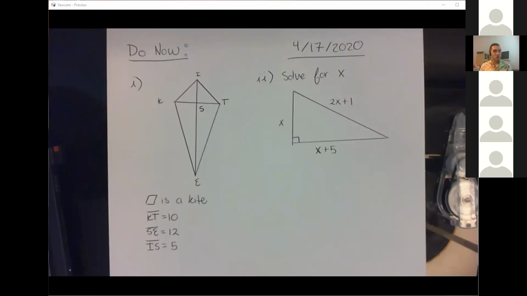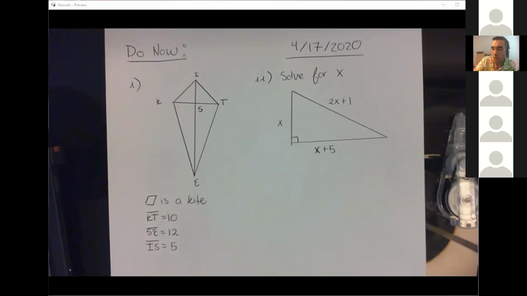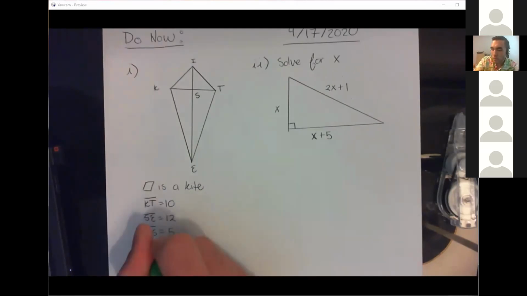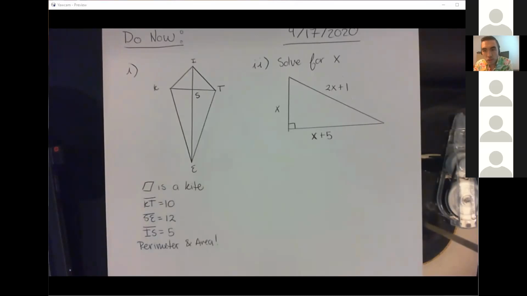Item number 1, this quadrilateral, which I've called KITE, is a mathematically geometric kite, which has associated with it all sorts of properties. And here's what I'm going to tell you about it. KT is equal to 10, SE is equal to 12, and IS is equal to 5. I need to know the perimeter and the area. And this is directly related to our last set of notes.